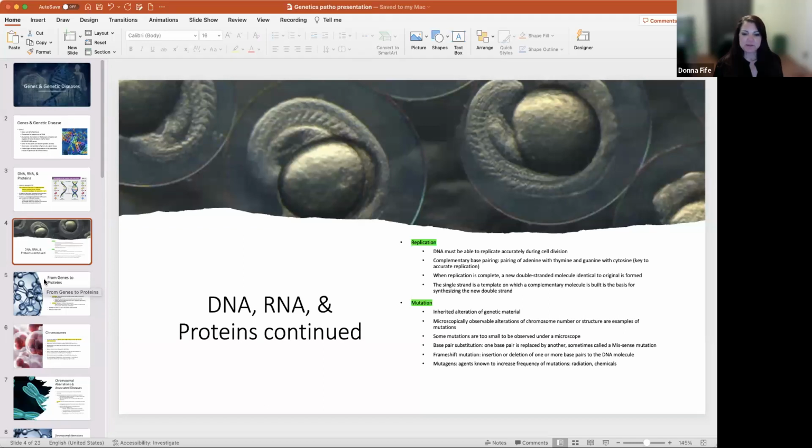Base pair substitution. This is where one base pair is replaced by another, and this is sometimes called a missense mutation. A frame shift mutation can occur, and this is insertion or deletion of 1 or more base pairs to the DNA molecule. Mutagens, these are agents known to increase frequency of mutations, and these include radiation and different chemicals.